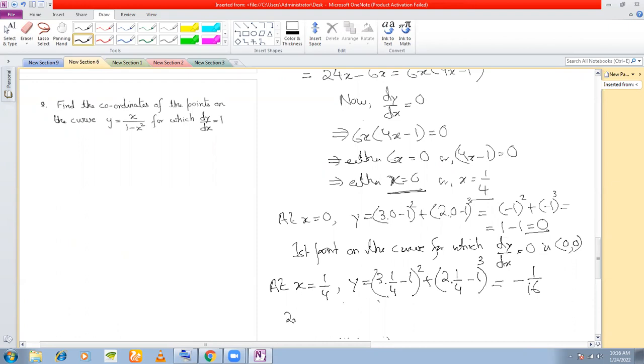So what is the second point on the curve for which dy/dx is equal to 0? It is (1/4, minus 1/16).